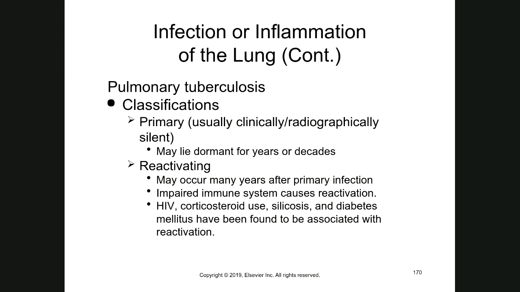The classification, you have it over there. Usually clinically and radiographically, we need to do the famous X-ray. It may lie dormant for years or decades, and it can reactivate again and can occur many years after the primary infection. Remember, an impaired immune system causes the reactivation. Persons with HIV, corticosteroid use, silicosis, and diabetes have been found to be associated with the reactivation of this particular infection. At this moment, I have covered chapter 23.